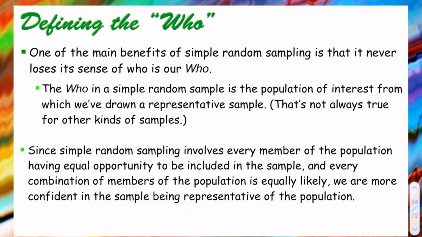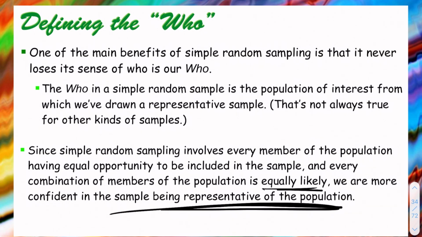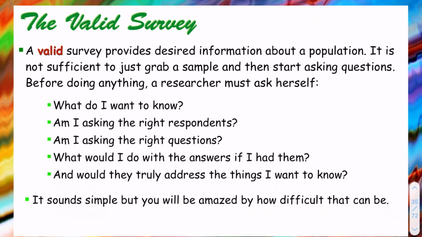Since simple random sampling involves every member of the population having equal opportunity to be included in the sample, and every combination of members of the population is equally likely, we are more confident in the sample being representative of the population. And we want this to be representative. The more we try to make it easier on ourselves, the less likely it's going to be representative of the population of interest.